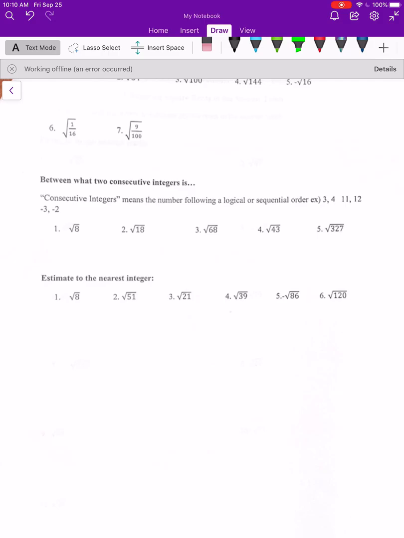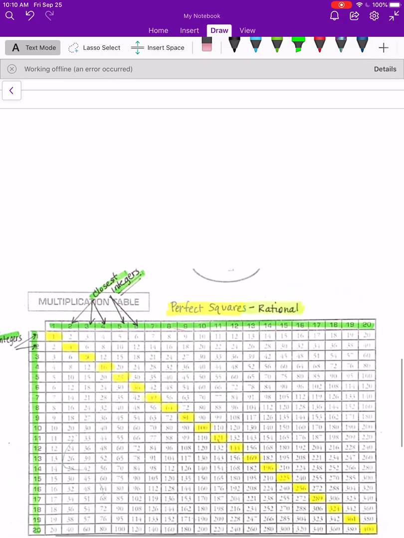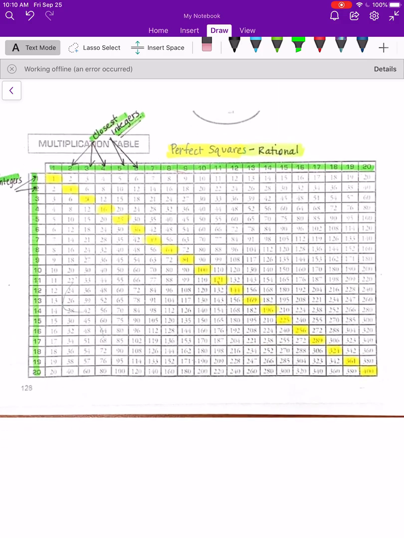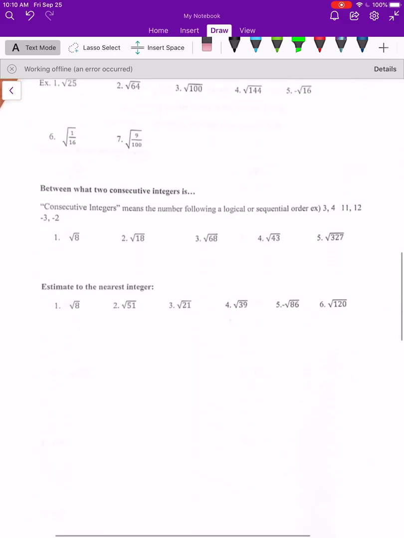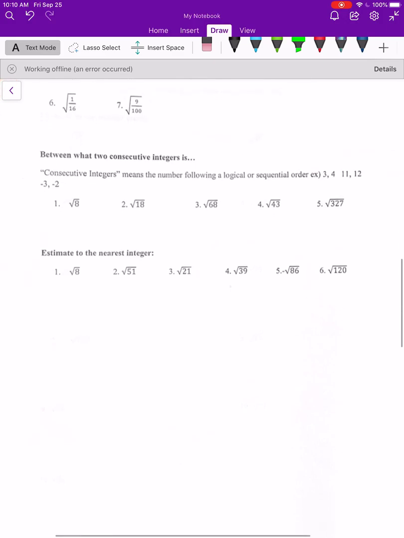Now, you're going to need that chart, your multiplication chart that you highlighted. I have mine attached here because we're going to need it today. So here we go. It says, between what two consecutive integers is... Consecutive integers means the following number, following a logical or sequential order. For example, 3 and 4 are consecutive integers, 11 and 12, so right next to each other, -3 and -2.